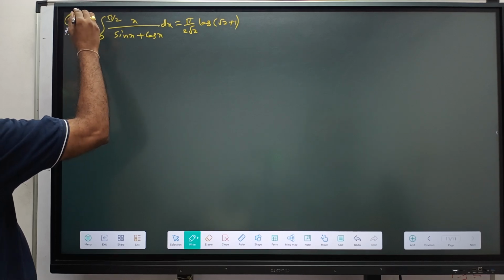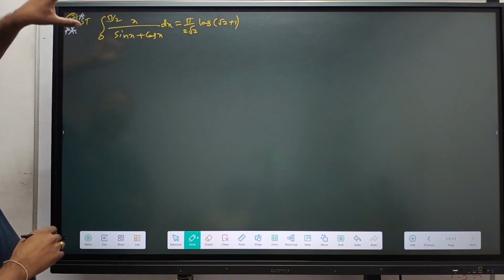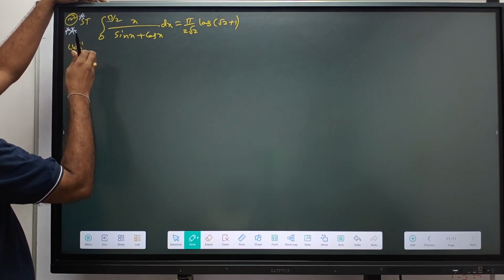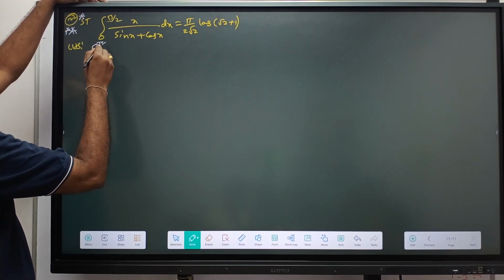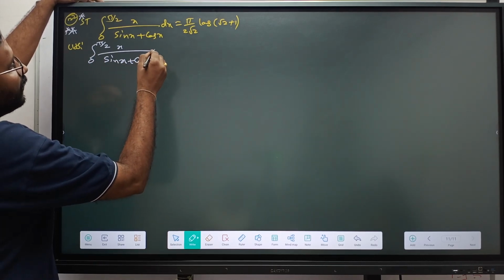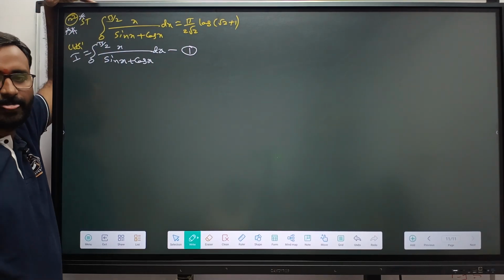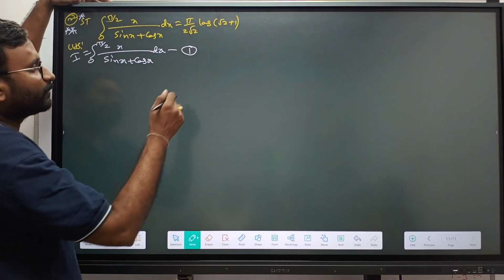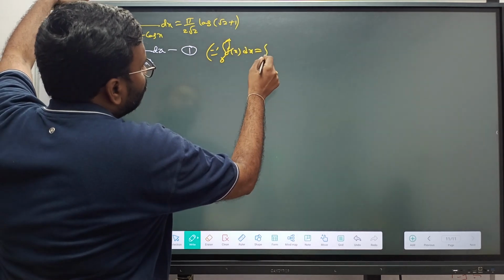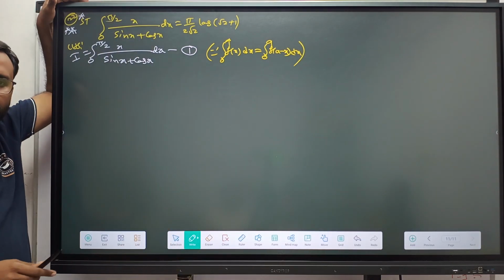In the same model with a little bit of change, you have one more question in the exercise, that also I will explain to you. See, show that this is equal to this. First of all, this is the LHS, right? Integral 0 to pi by 2 of x by sin x plus cos x, let this be equation number 1 and also I. Okay, na? Now by the property, what is the property? Integral 0 to a of f of x dx is equal to integral 0 to a of f of a minus x dx. Okay, na? Listen carefully.